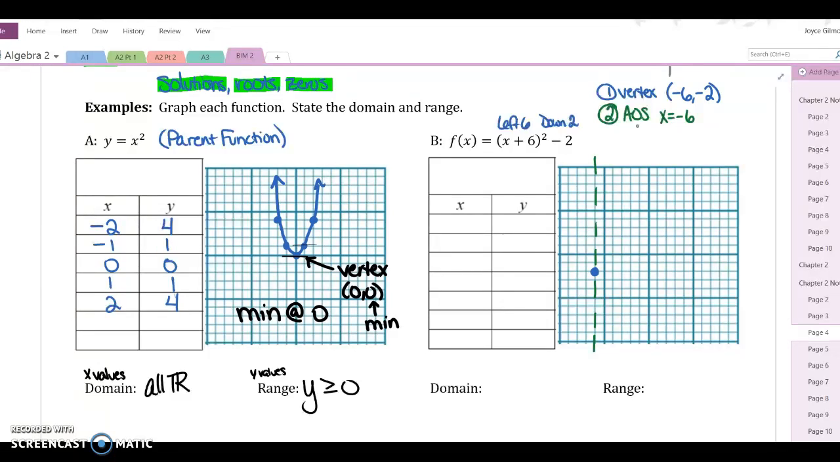Instead, I want to pick an x value that's super close to the axis of symmetry. Our axis of symmetry has an x value of -6. Let's choose like -5 or -4. It doesn't matter which of those you choose. I like to go 1 or 2 units away from the axis of symmetry. So step 3, we are going to pick an x close to the axis of symmetry, and I'm going to pick the x value of -4.